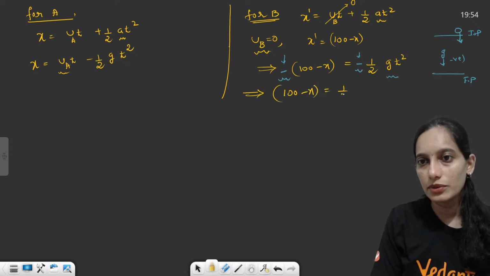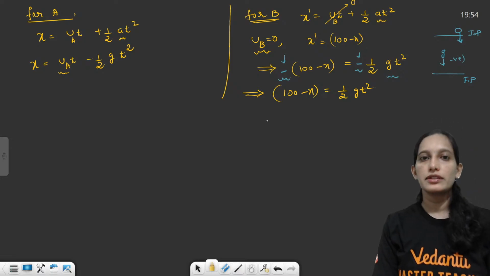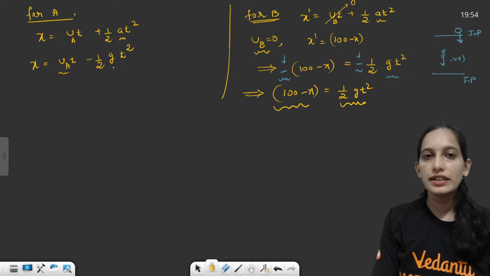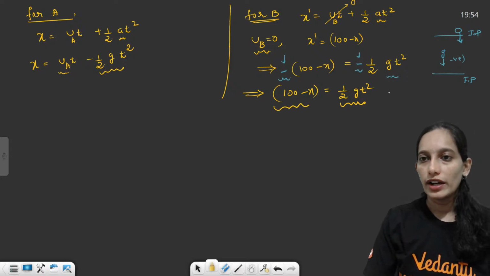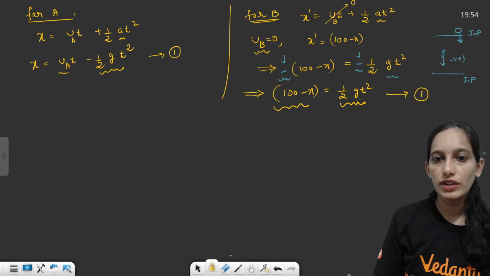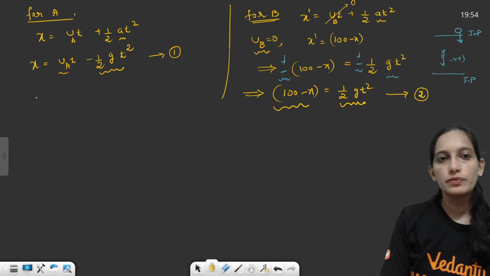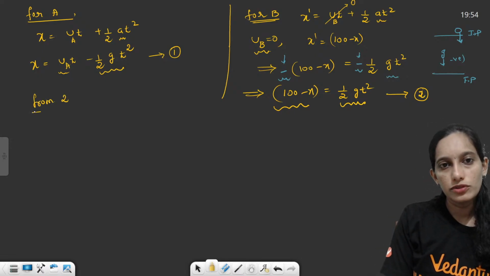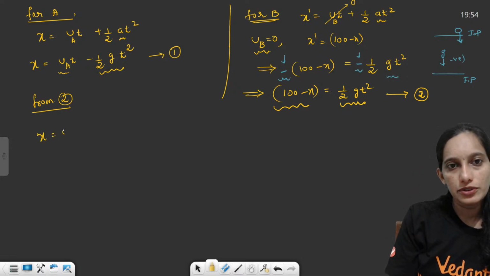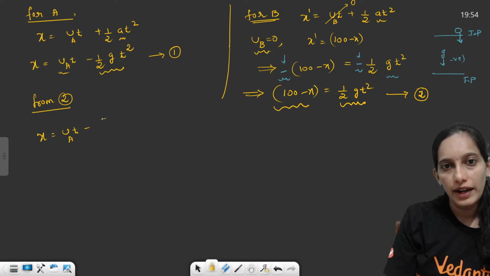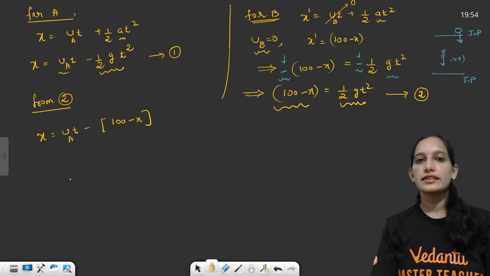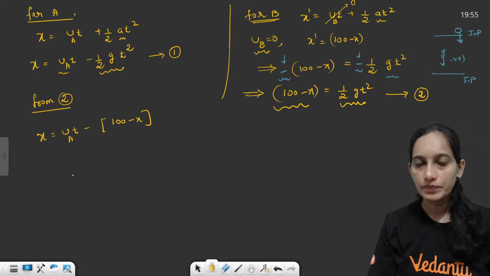100 minus x is equal to half gt square. Next, what do I do? Can I substitute this half gt square as 100 minus x here? I'll call this equation 1, and this is our equation 2. From equation 2, what can we write? x is equal to ut minus half gt square, and in place of half gt square we can write 100 minus x. Is that fine?